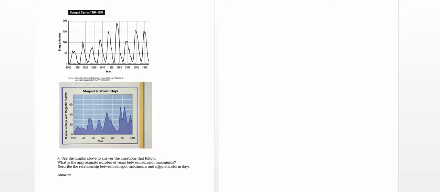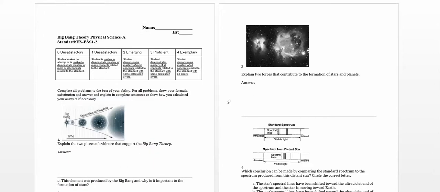All right, from there, I'm going to go into the Big Bang Theory one. And the Big Bang Theory, as we well know, is the theory of how the universe was formed. The first question asks, explain the 2 pieces of evidence.